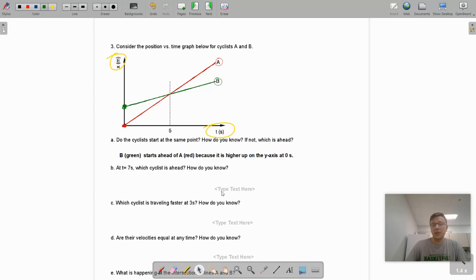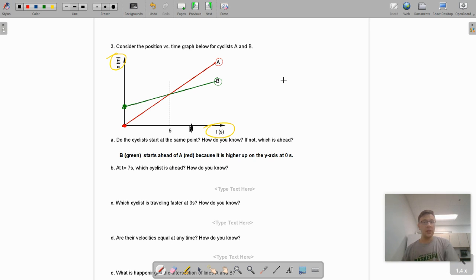At 7 seconds, which cyclist is ahead and how do you know? So we don't actually know exactly where 7 seconds is, but it's probably somewhere in this region, right? It really doesn't matter. All we have to do is after 5 seconds, the answer is going to be the same. Whether I asked you 7 seconds, 8 seconds, 9 seconds, 10 seconds, based on this graph, it'll be the same either way.